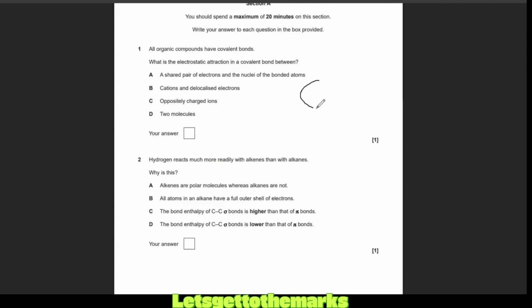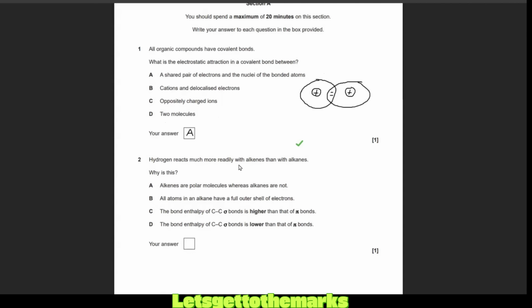I'm going to go through the explanation, so if you haven't had a go, make sure you do before I go through this. You have your protons inside the nucleus of atoms, and that creates obviously a positive charge. The neutrons are not charged. And then you have your electrons. So it's the shared pair of electrons between the nuclei, and it's that negative and positive electrostatic attraction between those. So we're going for A here, shared pair of electrons and the nuclei of the bonded atoms. It's the electrostatic attraction between those. Okay, coolio.